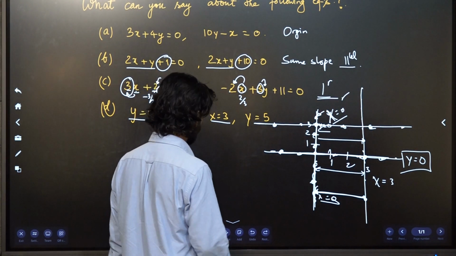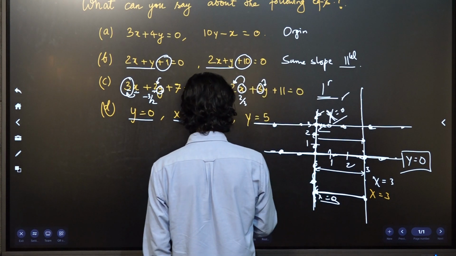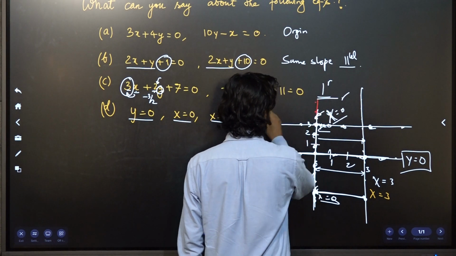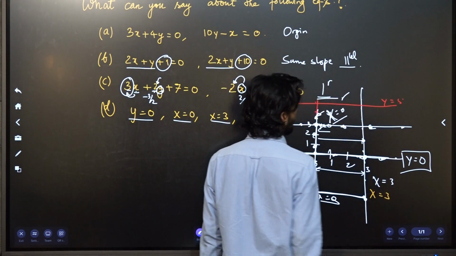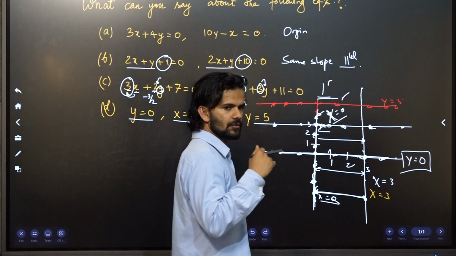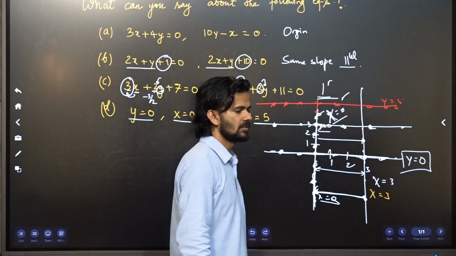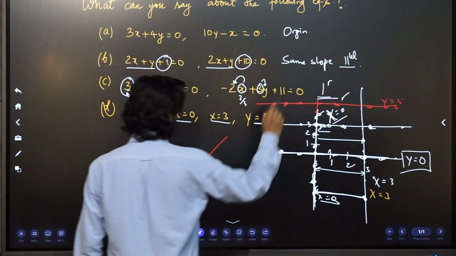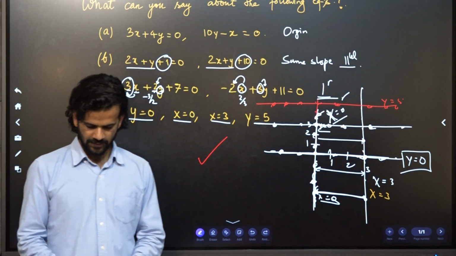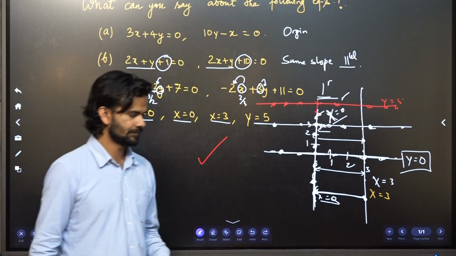What about y equals 5? It is parallel to the x-axis. 1, 2, 3, 4, 5. If you take this line, then this is y equals 5, right? Because if you take any point here, the x coordinate is changing, but y is the same. So these are observations you have to make. When you look at a line, you should be able to find something about that line, that equation, okay?